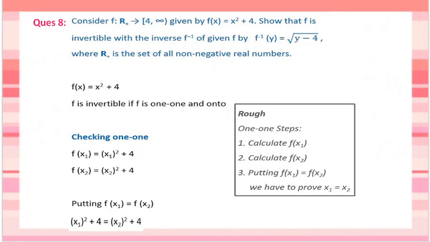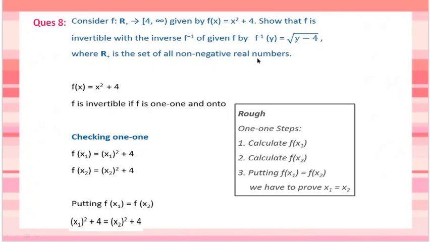Question number 8, here we have to consider the function f defined from R plus to [4, infinity) given by this function x square plus 4. Show that f is invertible. It means we have to check one-one and onto, and the inverse is this, under root y minus 4, where R plus is the set of all non-negative real numbers.